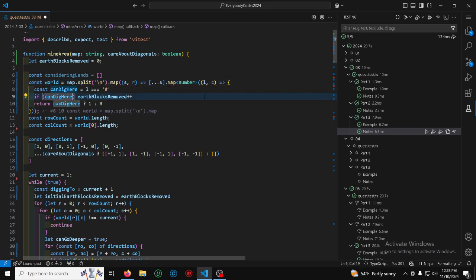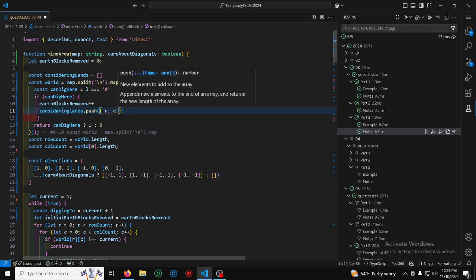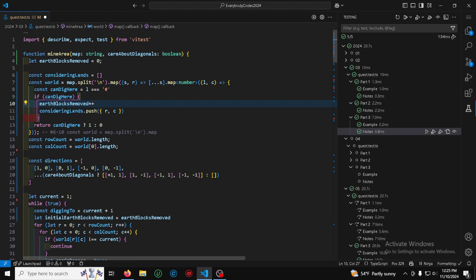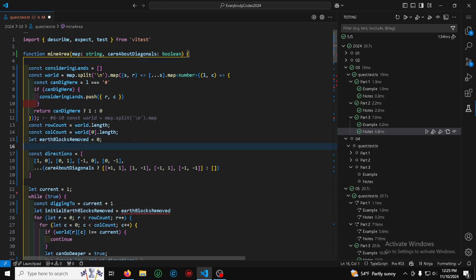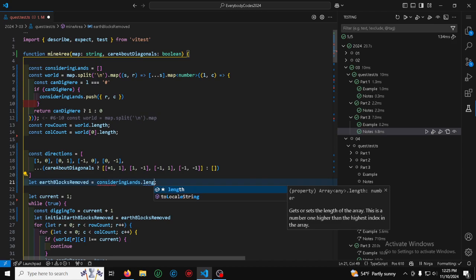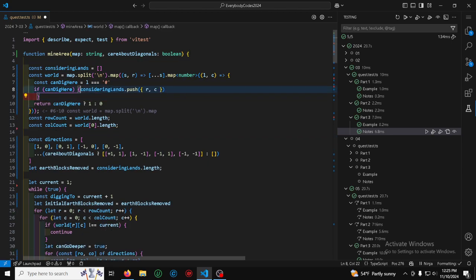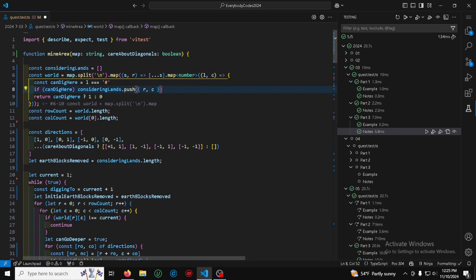So if you can dig here, you're going to do a few things. First, you're going to add to the count. And then you're going to say, hey, you should consider this land for digging. And yeah, we're just going to do it like that. Which at this point, you don't need to do that calculation here. You can just bring it down here and be like, hey, the earth blocks we're removing, it's for however many we're considering, because we already dug one on all of them. So I like that. Allows me to squish this back into one line and be bad.